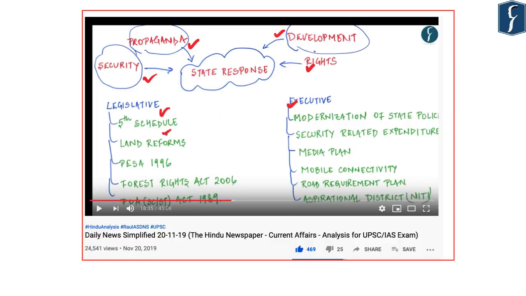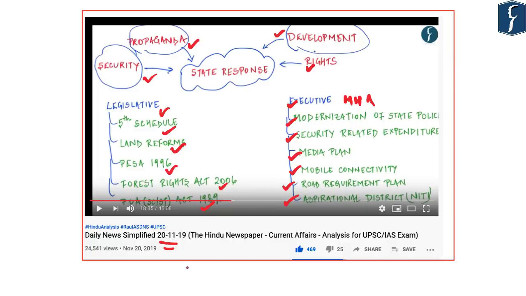The main legislative steps are provisions of the 5th Schedule, implementation of land reforms, PESA 1996, Forest Rights Act, and Prevention of Atrocities Against SC/ST Act 1989. Whereas as far as executive steps are concerned, they are mainly taken by the Ministry of Home Affairs, which are modernization of state police, security related expenditures, media plan, mobile connectivity, road requirement plan, and declaration of aspirational districts by NITI Aayog. So it is advisable that you go through the DNS dated 20th of November 2019 to understand the full details of this discussion.